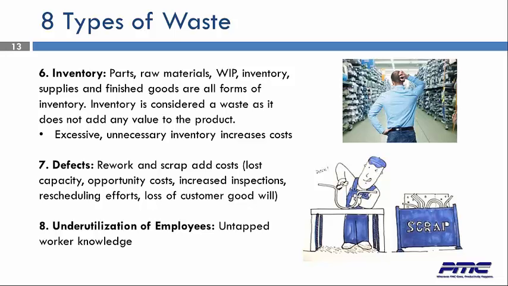The eighth one that we were about to discuss, which is quite new, is underutilization of employees. So if a worker's potential is not utilized to their potential, then it is a waste, which has recently been considered as one of the wastes and added to the 7 types of waste that Taiichi Ohno gave us.